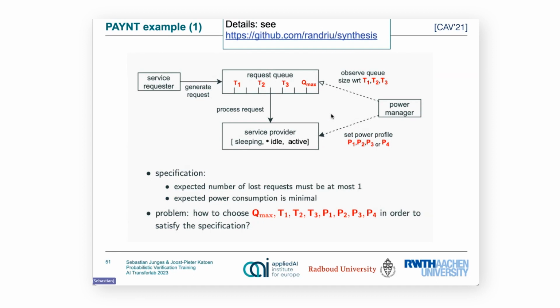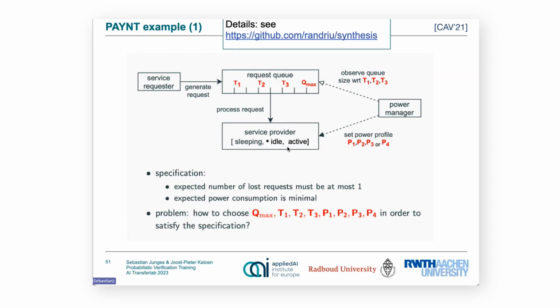As Joost-Pieter said, we have a tool called Paint, which does this. It's open source, available on GitHub. And here, as an example, there's the disk power manager. So what you can think about is we have a service requester. It generates requests, and we put these in a queue. Then from this queue, we can take requests and put them into the service provider.